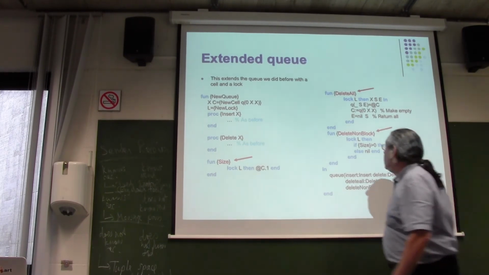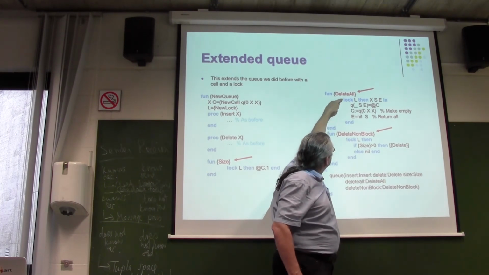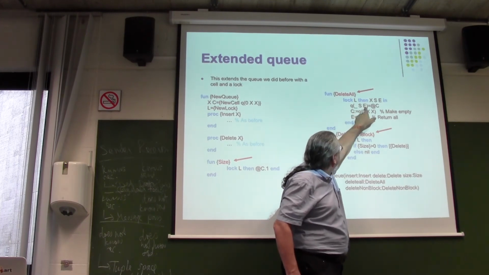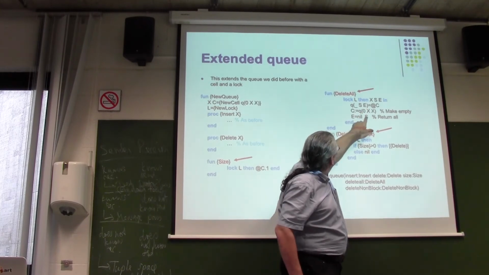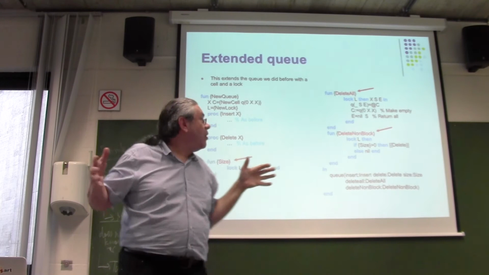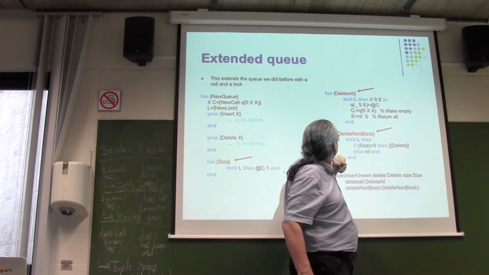Okay. The delete all creates a lock here first. It gets the difference list S#E, and it binds E to nil, and then S will be a list of all the threads that are waiting, okay? So it returns all the waiting threads as a list, okay?